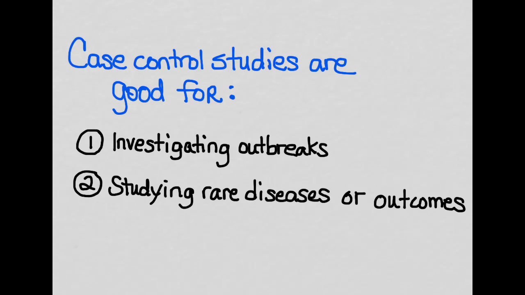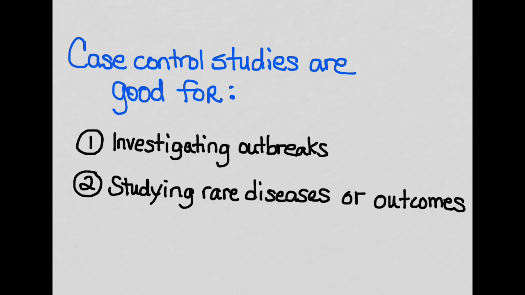Case control studies are good for investigating outbreaks where there's an urgent need to understand potential causes of the disease. So in the case of AIDS that we saw earlier, the first thing people did was define what a case was, and then compare to healthy controls to get some sense of what types of exposures were related to development of the disease. So that's one scenario.